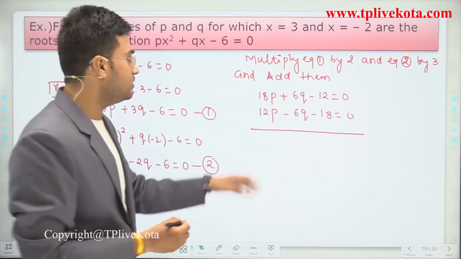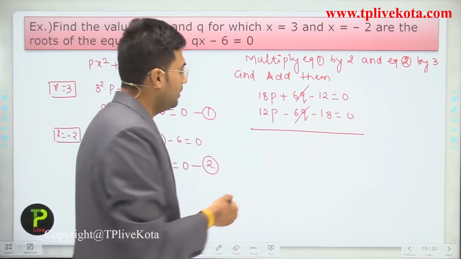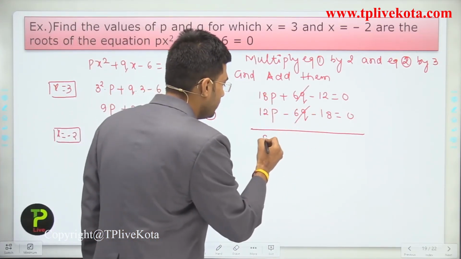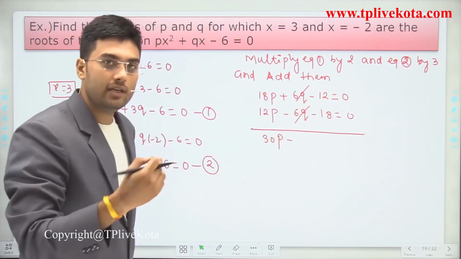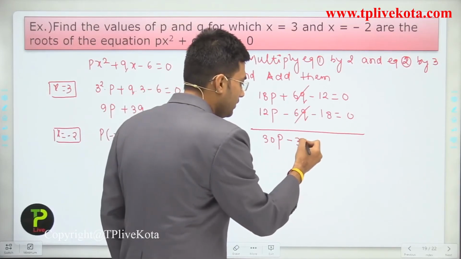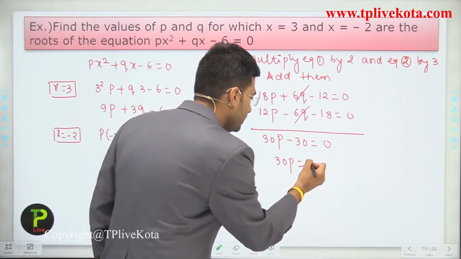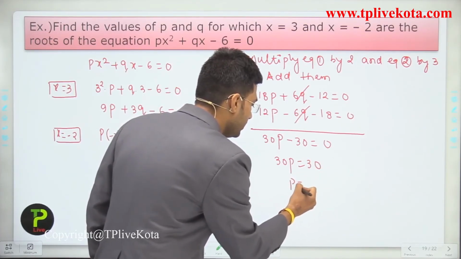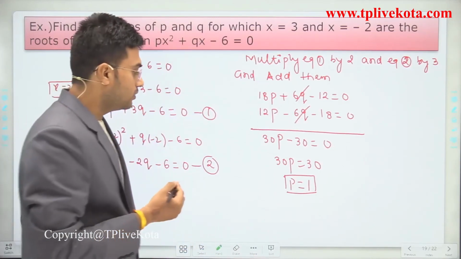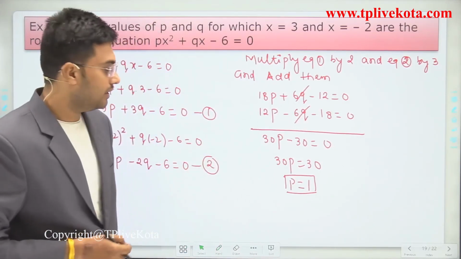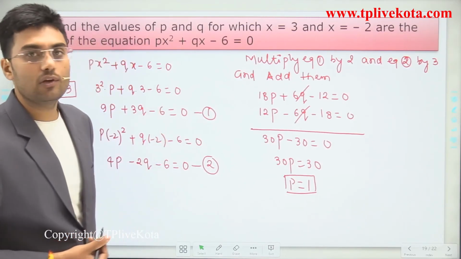So when we add these two equations, 6q and 6q cancel out, and 18p plus 12p is 30p, minus 18 minus 12, so minus 30, equal to 0. So 30p equals 30, or we can say p is equal to 1. So now we get the value of p, that is 1. By using any one equation we can find the value of q also.